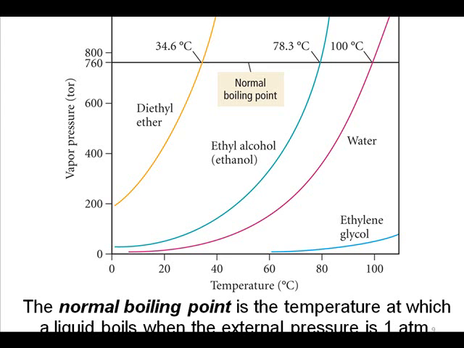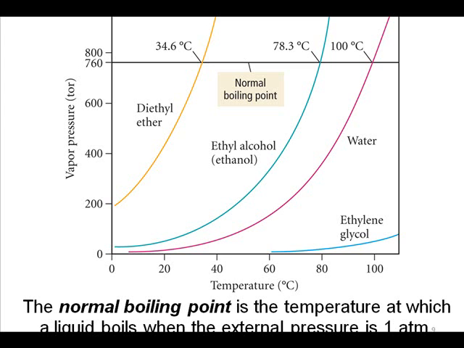Ethyl alcohol is higher than, of course, water, which you need to know. Water is going to boil at 100 degrees Celsius. Now take a look at the very bottom there. That's ethylene glycol. It boils at a very, very high temperature because the attraction between the molecules is very great.